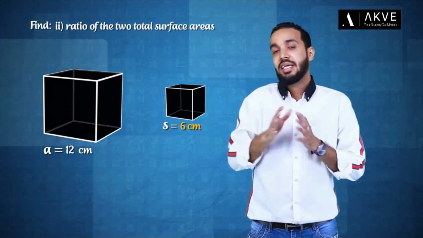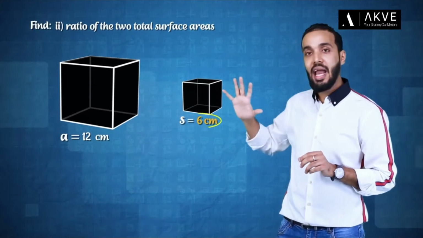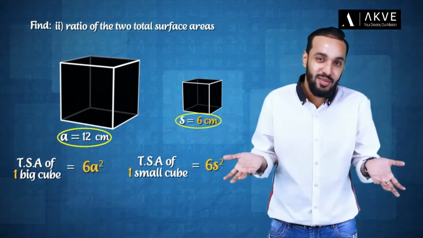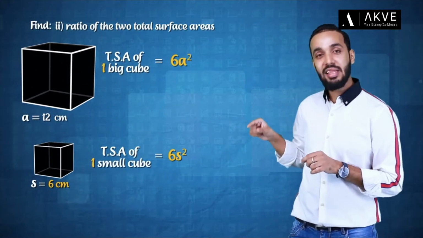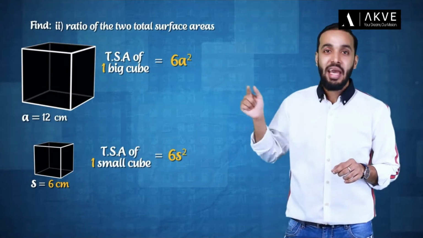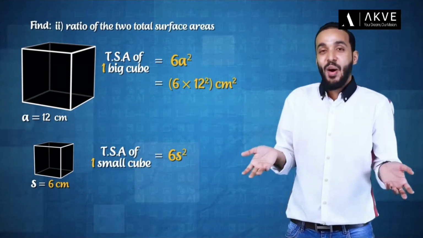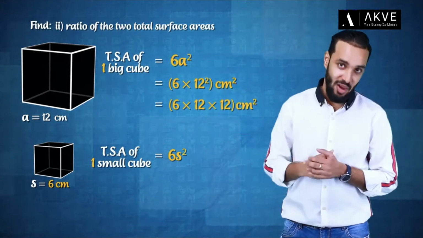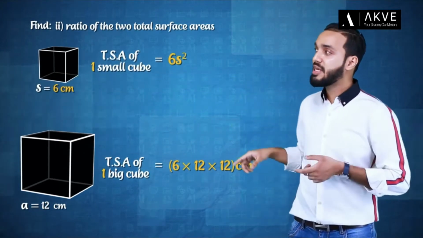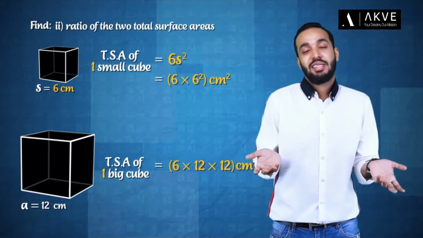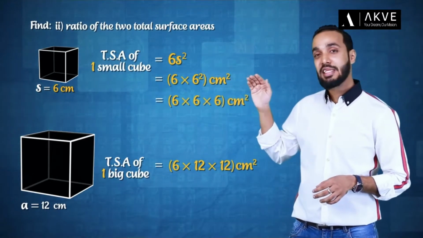Now, for the second part, we can use the edge lengths of both the cubes in the formula for total surface area of cubes. So, on using the edge length of the big cube in the formula, we get 6 into 12 squared, or 6 into 12 into 12. And the total surface area of the small cube is equal to 6 into 6 squared, or simply 6 into 6 into 6.